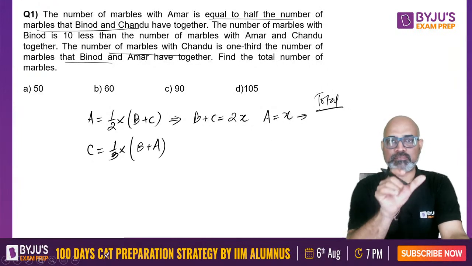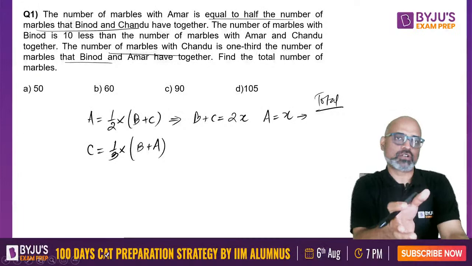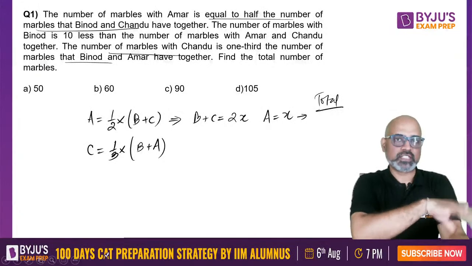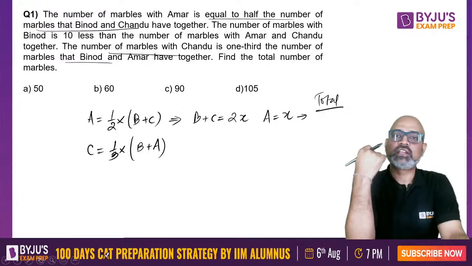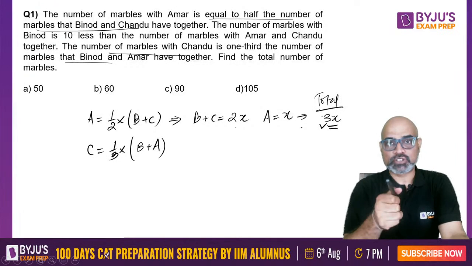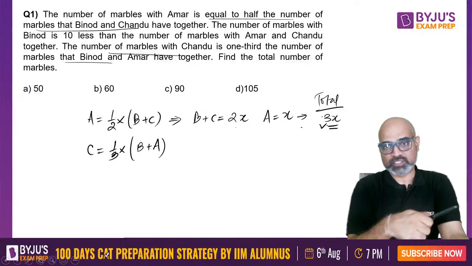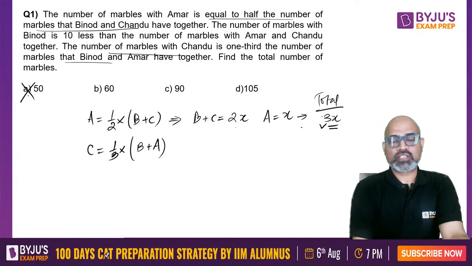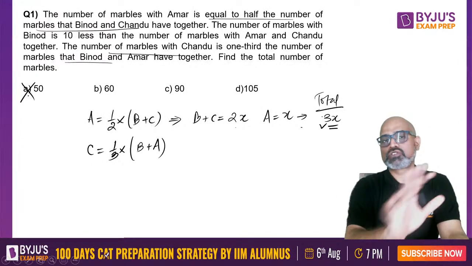So what is total number of marbles as per this? A has x, B and C together have 2x. Out of 2x, how much B has? Whether it is x, whether it is y, whether it is something else, nahi pata apne ko. But what is total number of marbles here? 2x plus x, that is 3x. So can I say the total number of marbles should be a number which is in the table of 3? X cannot be a fraction, no? Number of marbles can't be a fraction. So A option is eliminated because that's the number which is not in the table of 3.